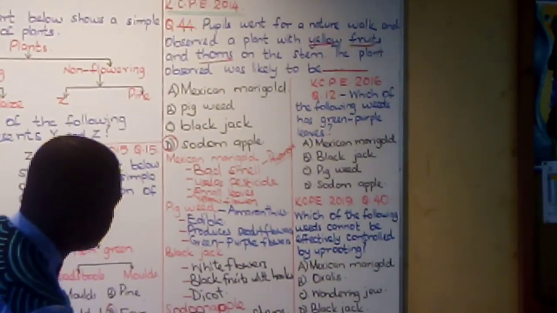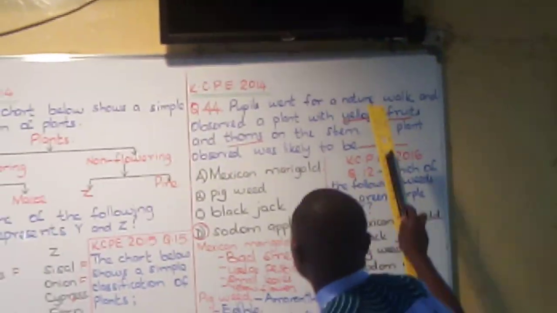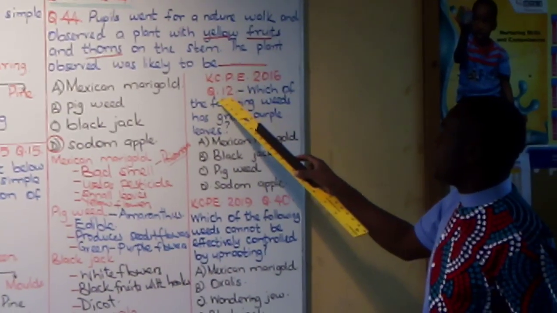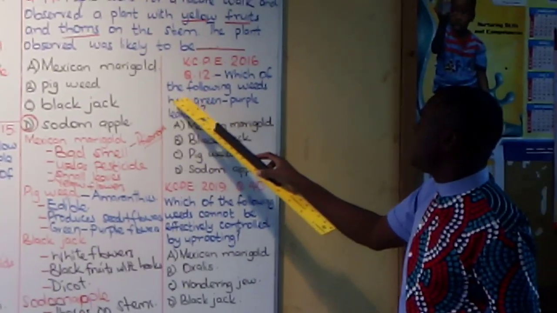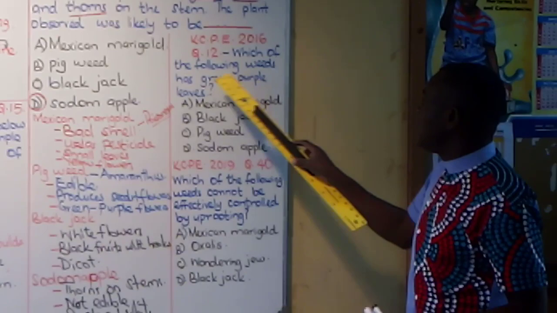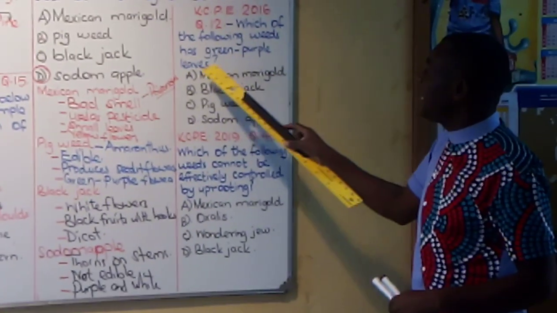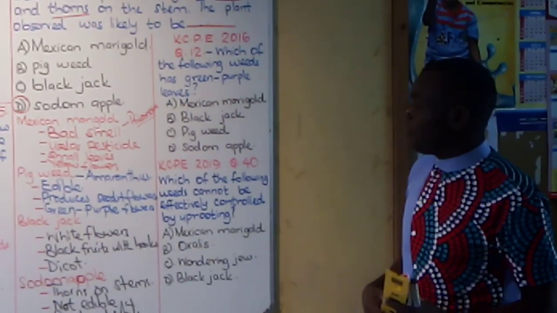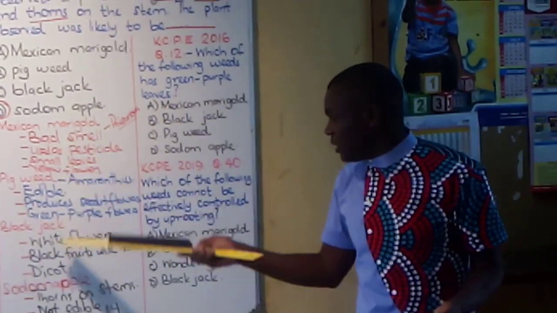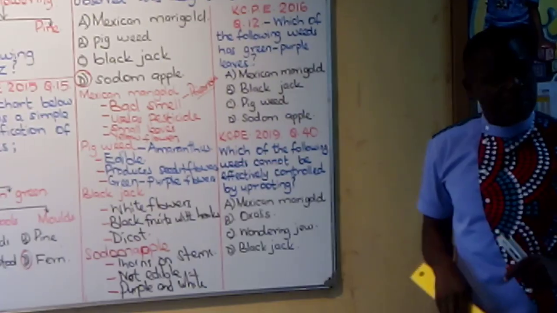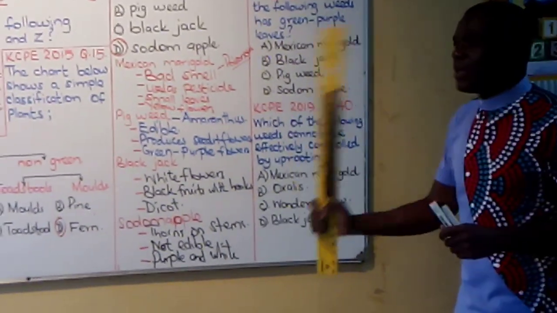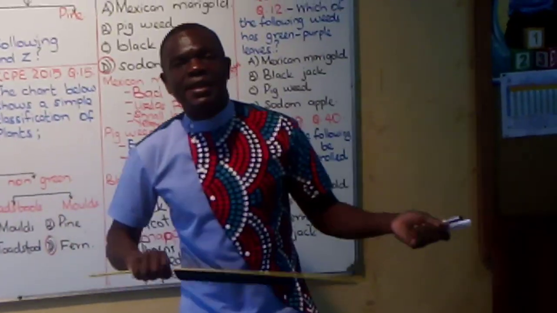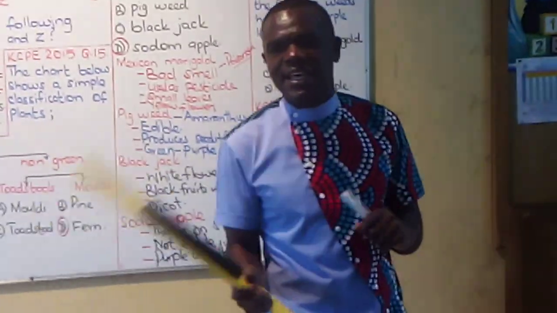Now, boys and girls, under the same subtopic, the weeds, we've got KCPE 2016, number 12, talking about which of the following weeds has green purple leaves. Boys and girls, I'm giving you this opportunity to go through these characteristics and give me the answer. Can I put it as a challenge?